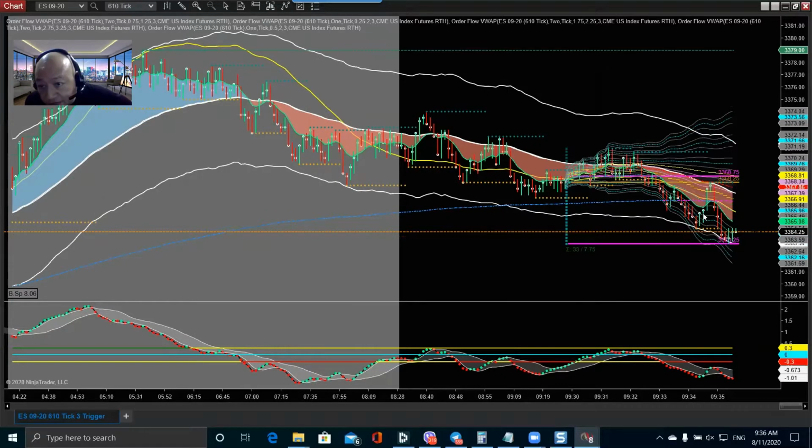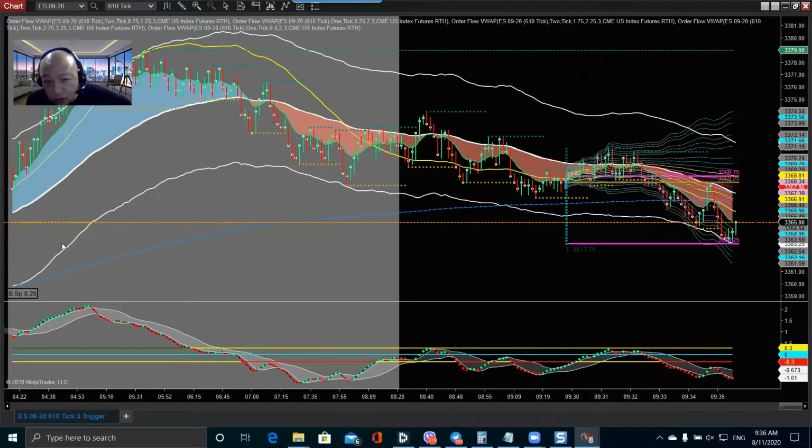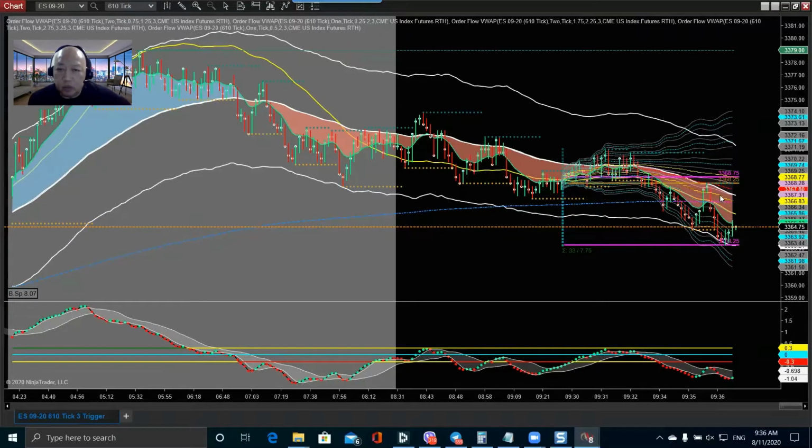Let me see if I can find it. It's still too small here. Right here, this red one. So basically now it's almost coinciding with each other, the 24-hour VWAP and the intraday VWAP. Okay?